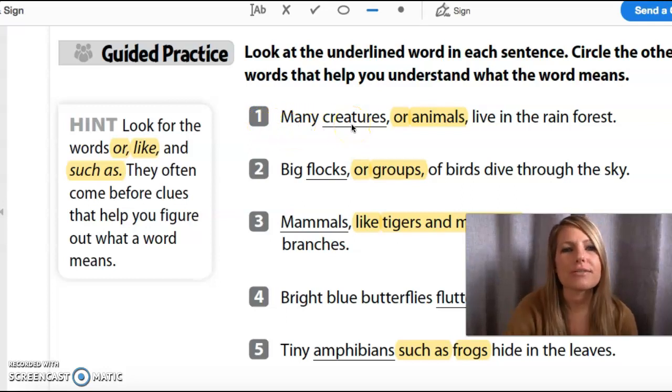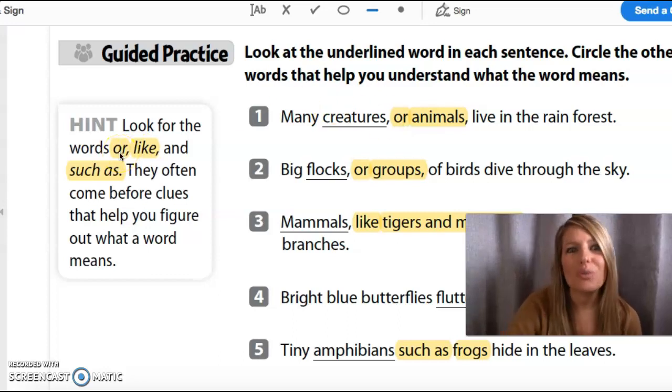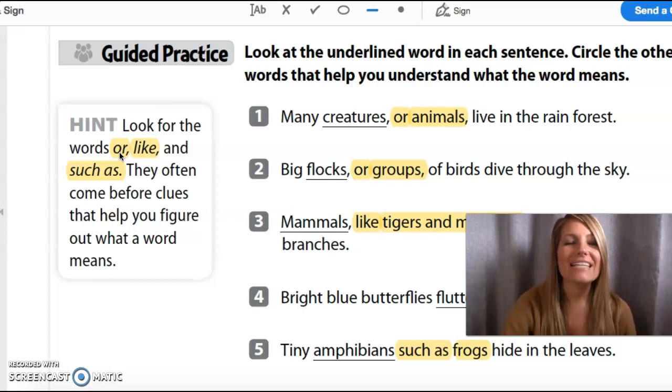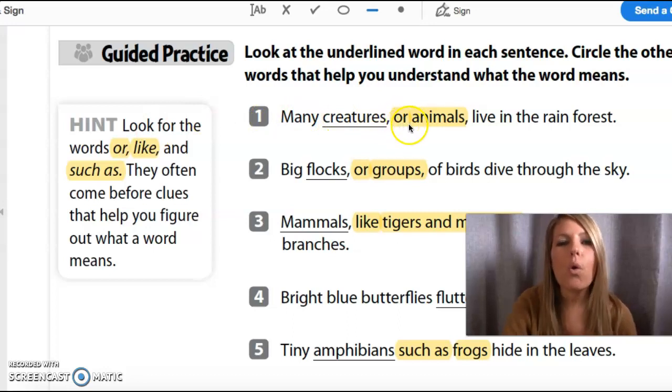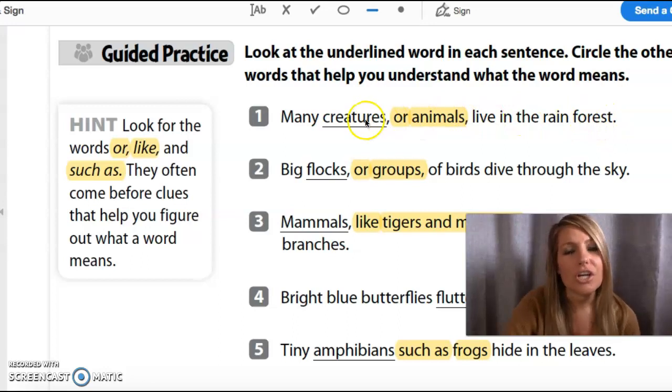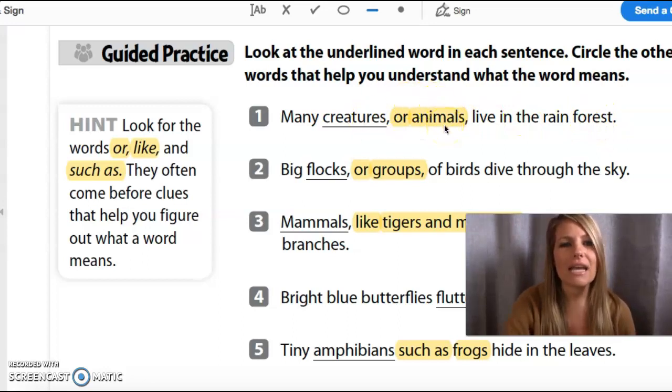Many creatures. I am not quite sure what a creature means, but if I keep on reading, I see the word or. I know that or is one of our clue words that lets us know that a definition or meaning might be close by. Many creatures or animals live in the rainforest. A creature must mean the same thing as an animal. So a creature is an animal. And I used this clue word or to let me know that the meaning was close by.